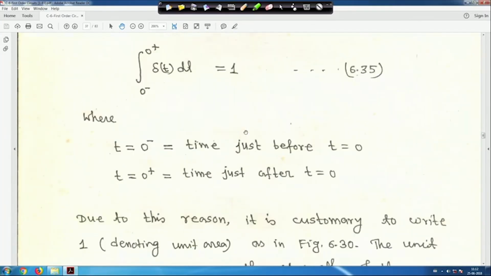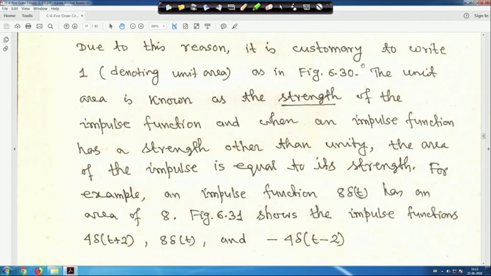Due to this reason, it is customary to write 1, denoting unit area, as in figure 30 I showed you. The unit area is known as the strength of the impulse function, and when an impulse function has a strength other than unity, the area of the impulse is equal to its strength. So, the area of the unit impulse function is actually its strength. I have underlined it here for you.